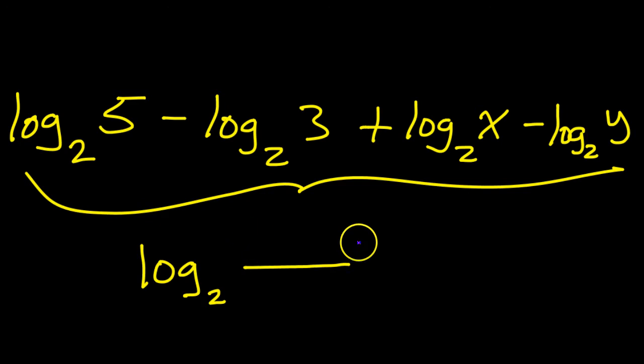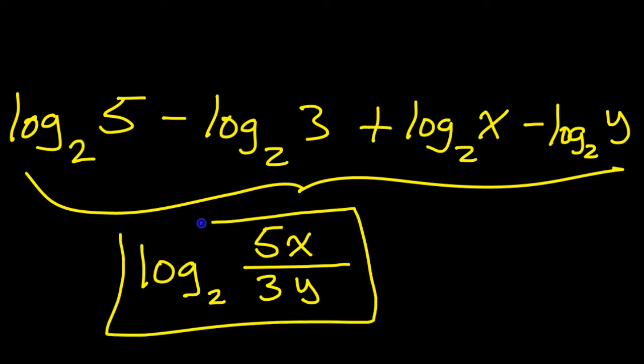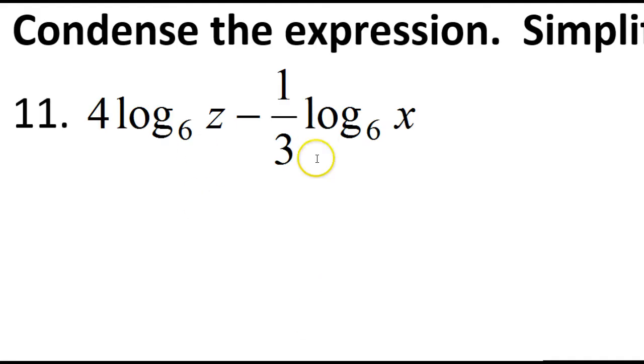Anything that is positive is going to end up in the numerator. So this first term is positive, so that 5 is going to be in the numerator. This second term is negative, so this 3 will be in the denominator. This term is positive, so this x will be in the numerator. This term is negative, so this y will end up in the denominator. So you needed to know all of those things I just explained to you to be able to do this problem.